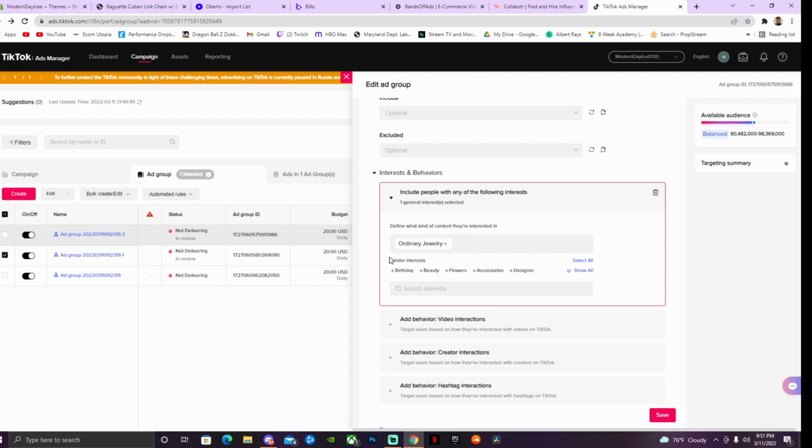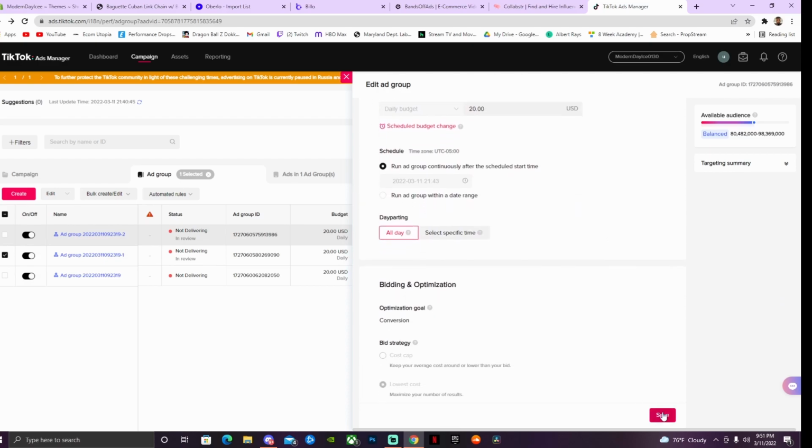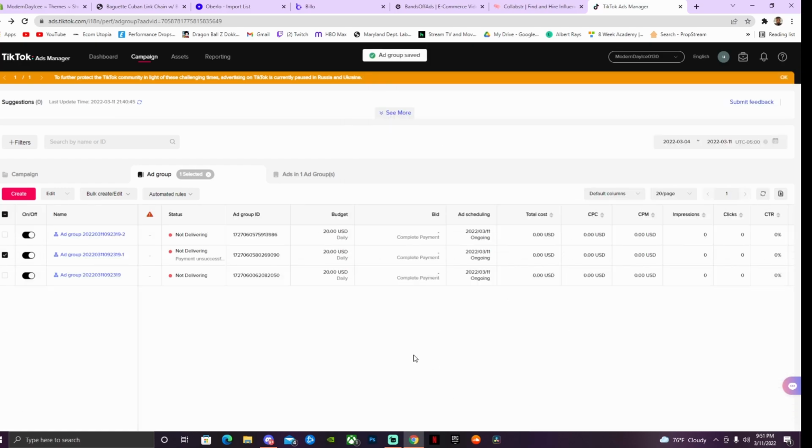So that's how you duplicate the ad sets, and that's how you set up a campaign for a product you're looking to sell on TikTok. Any questions on that? Nope. None? Okay, so I'm gonna delete these real quick.